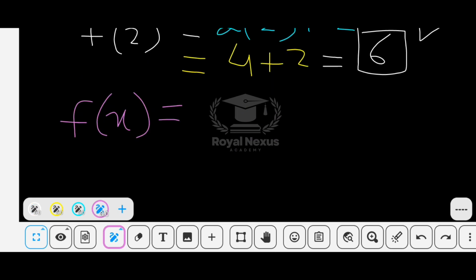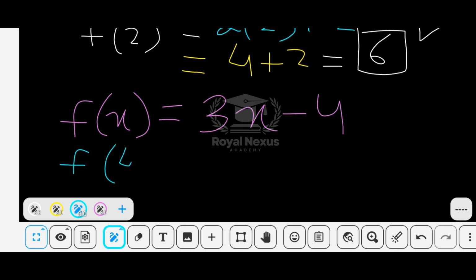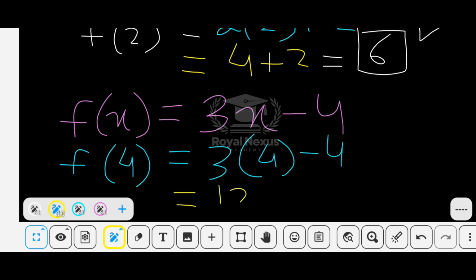Now moving on to another function. The function is 3x minus 4. Similarly, if I ask you to find f of 4, it means that you just need to plug in the value of 4 in place of x. So it will be 3(4) minus 4. If we solve it, 3 times 4 is 12, minus 4, and the answer is 8.